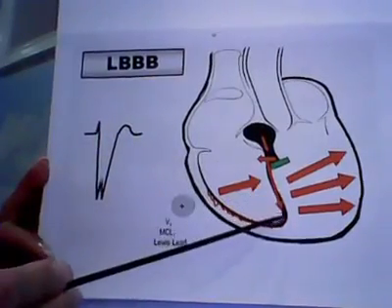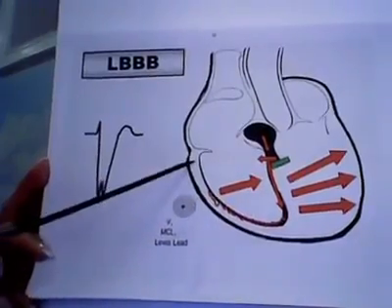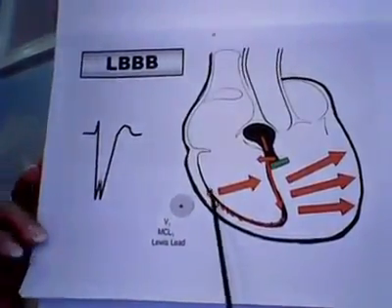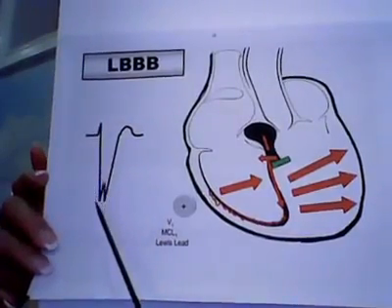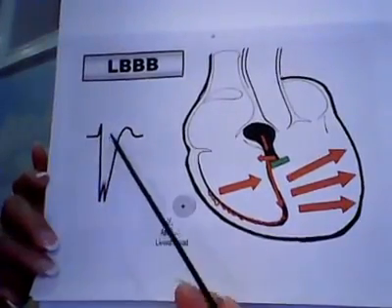The impulses continue down the right bundle through the Purkinje fibers and then depolarize the right ventricle in this direction, away from the positive sticky. That's why it goes down. And then your right ventricle contracts.